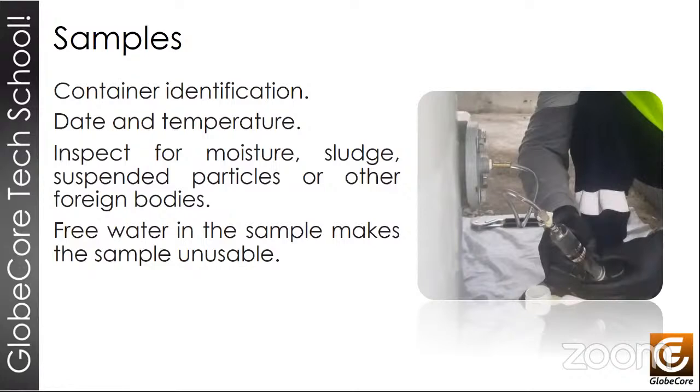So when we take a sample, we must record the identification of the container on the label. We should write down the date and temperature of the sample at the time of collection. Before starting the test, the sample must be inspected visually for moisture, sludge, suspended particles, or any other foreign bodies. And if the sample shows any evidence of free water in it, the breakdown voltage test should not be performed on that sample, and the sample must be reported as unsatisfactory and discarded. Next, please.